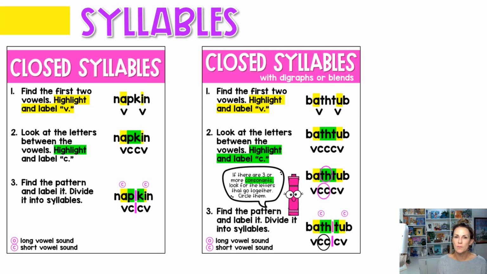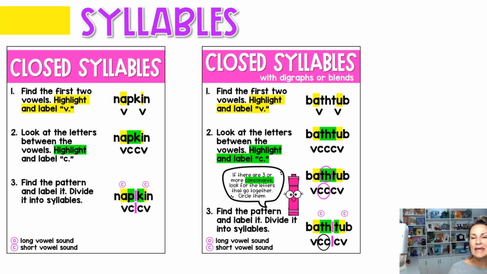Now we have another closed syllable, and this is if it might have a digraph or a blend. We're going to have the same type of idea. So we're going to find the first two vowels. We're going to highlight them and label them with a V. Now we're going to look in between the vowels, and we're going to highlight them, and we're going to label them with a C. Okay, now what are we going to do, right? We have three consonants there, right? So the other one we just divided between the consonants, but now I have three. If there are three or more consonants, look for the letters that go together and then circle them. So we know that TH goes together. So we're going to circle those. And now we know we can divide in between the TH and the T. And we know it's bath, tub, closed syllable, closed syllable.